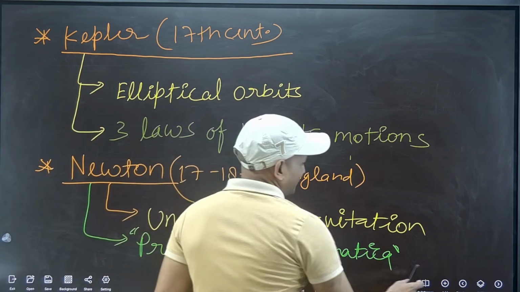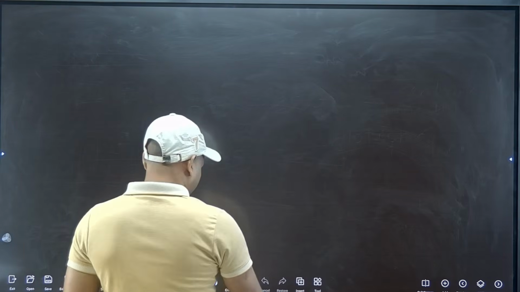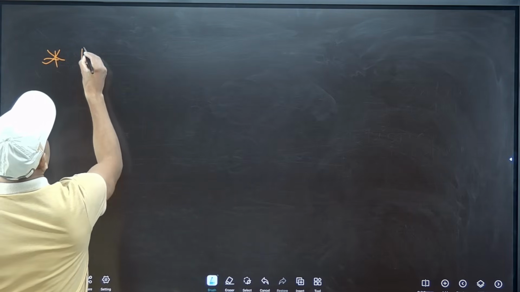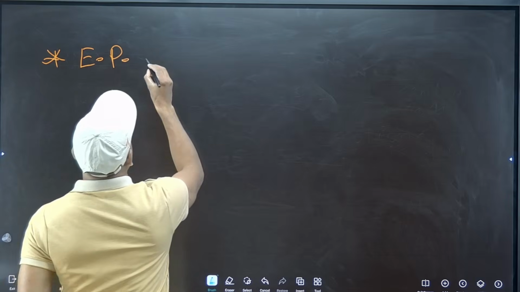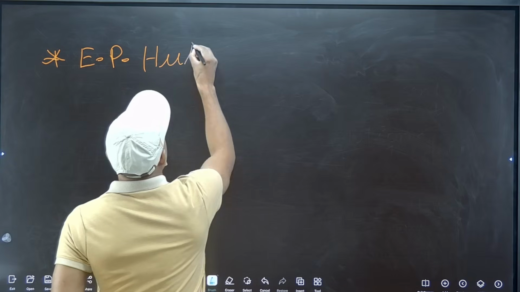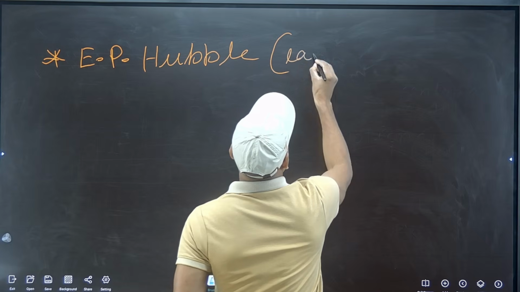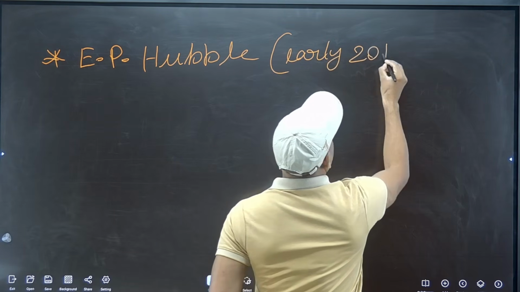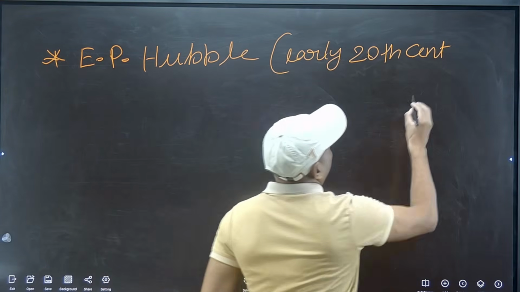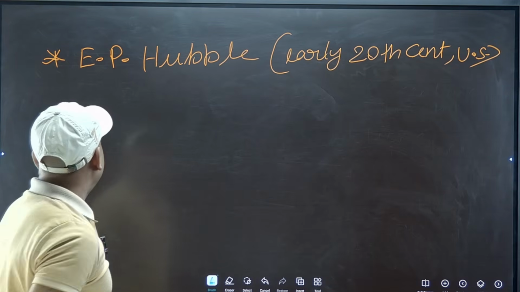After Newton, there comes the next important figure, and I think the most important figure in the line, E.P. Hubble. Early 20th century, most observations were made by him. And he belonged to the United States. He used a very strong telescope.